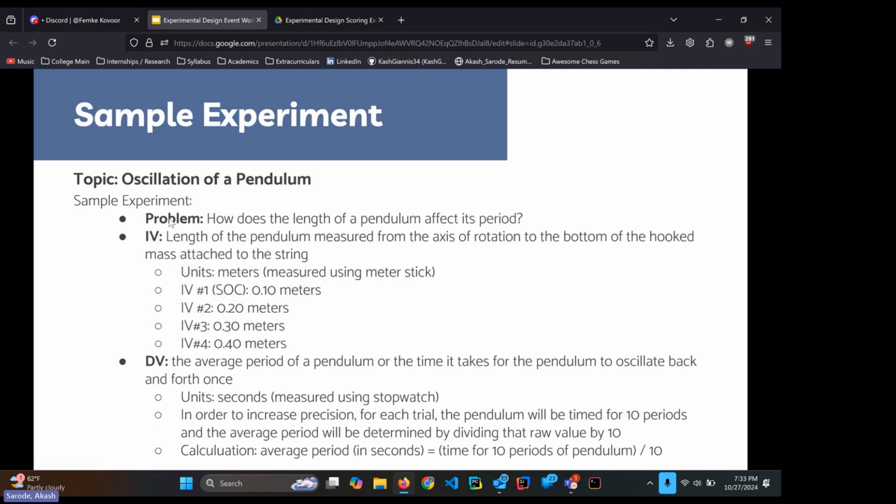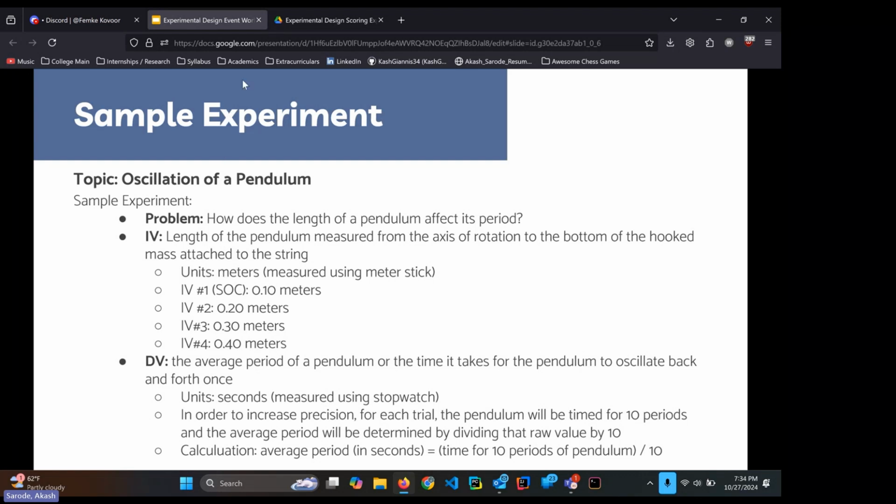So yeah, this is my sample experiment that I came up with. The problem I came up with was how does the length of a pendulum affect its period? And for the IV, it's obviously going to be the length of the pendulum measured from the axis of rotation to the bottom of the hooked mass attached to the string.